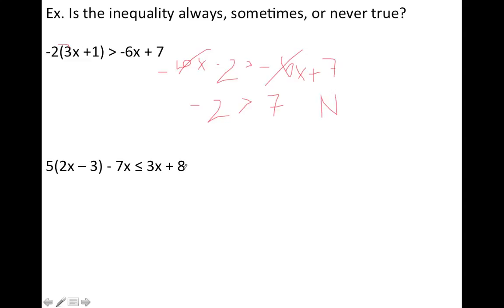Go ahead and do this on the bottom, pause it, and come back. Alright, when you solve this out, you should have got 3x minus 15 is less than or equal to 3x plus 8. And again, notice how we have 3x on both sides, so we can cancel that. And we're left with negative 15 less than or equal to 8. Is that true? Is negative 15 less than 8? Yes, so our answer is always.